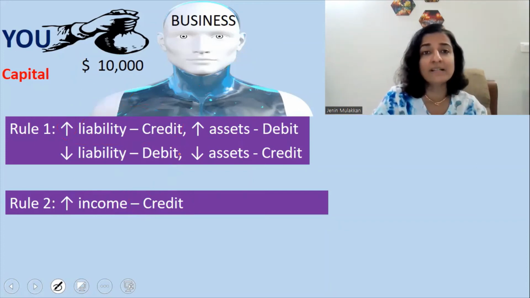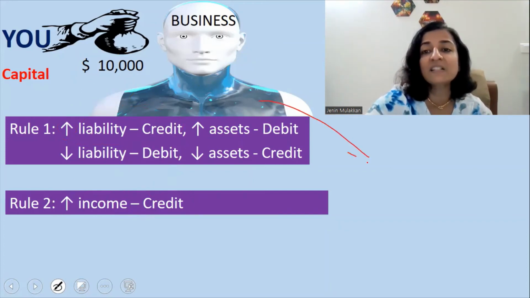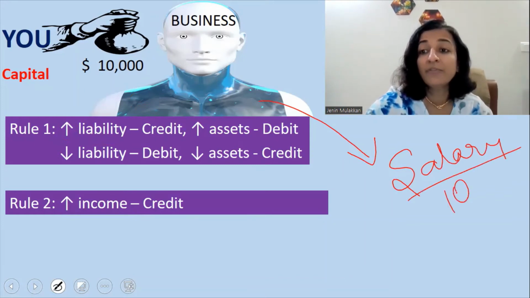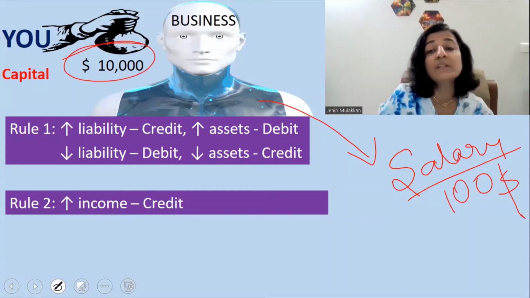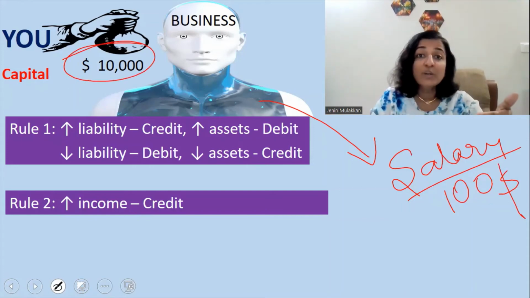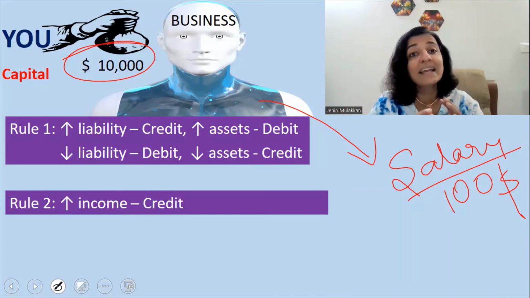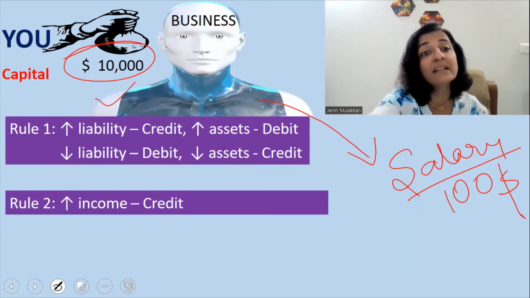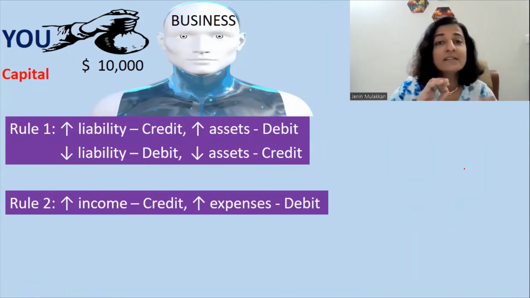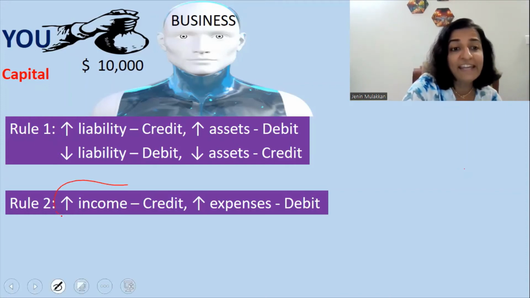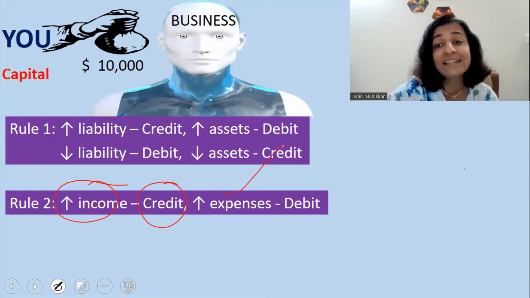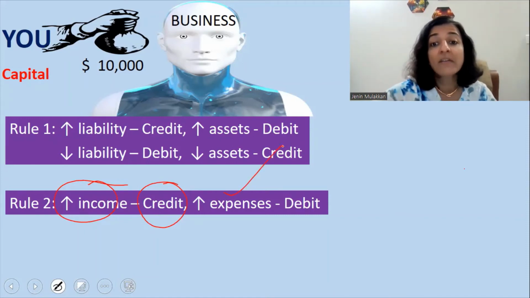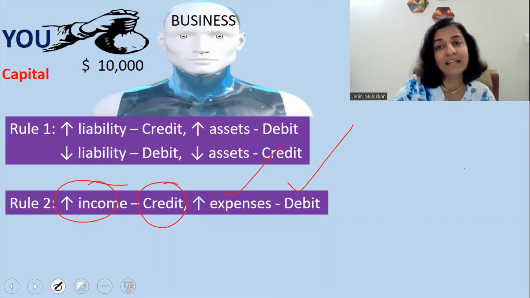Now we will take the reverse. If the business incurs certain expenses, say it has paid salary of $100, then it needn't pay $10,000 back to you. It can reduce that $100 and the business is liable to pay only the net amount to you. That is 10,000 minus $100. So naturally, if any increase in income has to be credited, then for any increase in expenses, we have to do just the opposite. We have to debit that particular account.